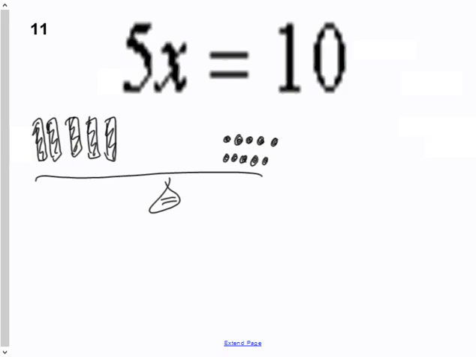Now that we have it drawn, I don't want to know what 5x is equal to. I want to know what 1x is. So what I'm going to do is take those 5x's and divide them onto 5 different scales.